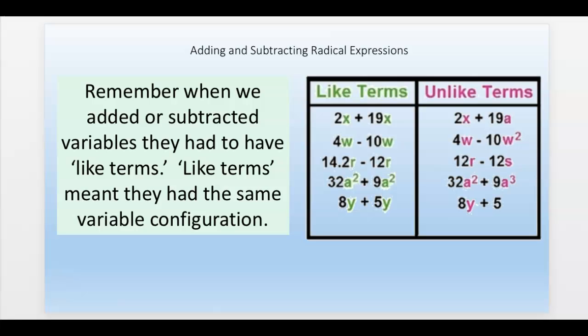Y'all remember when we added or subtracted variables, we had to have like terms. Like terms meant they had the same variable configuration. The variables had to be exactly the same in order to combine them together. If they did not have the same variable configuration, they were considered unlike terms, and we couldn't put them together. We just left them separate.